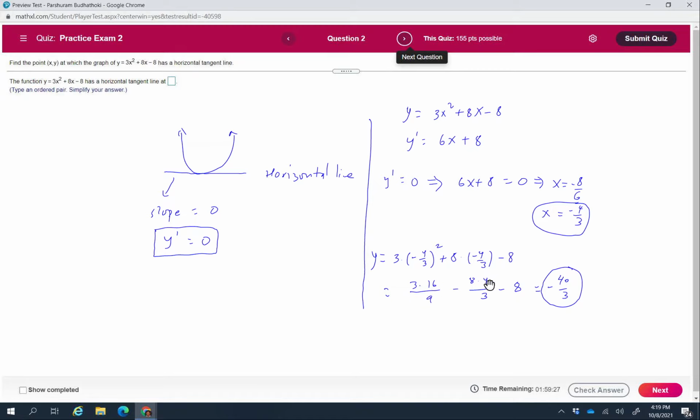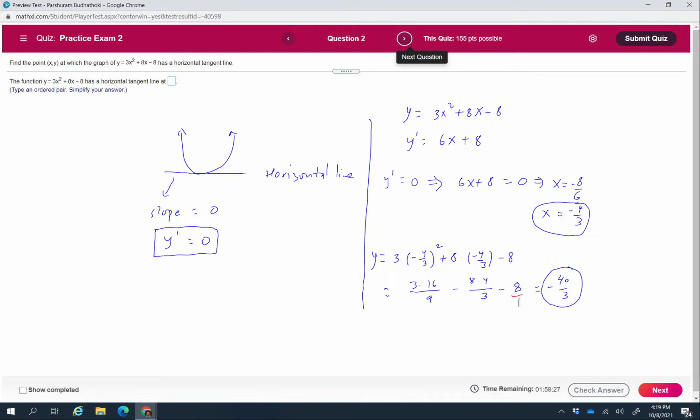And then eventually after simplification I'm going to get negative 40 over 3. You can simplify this by making the same denominator. That's one way. Here is a 9, here is a 3, and here is a 1.